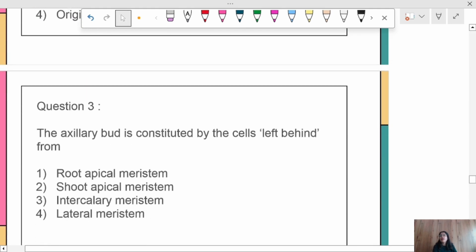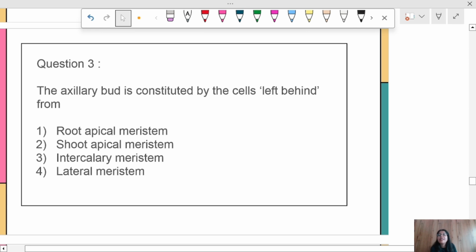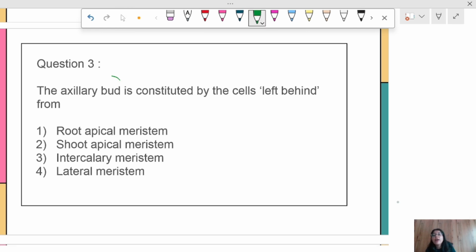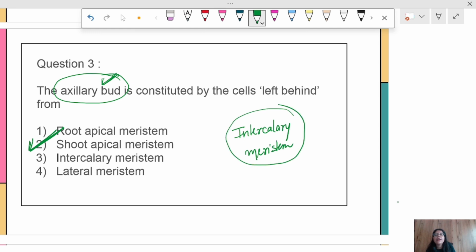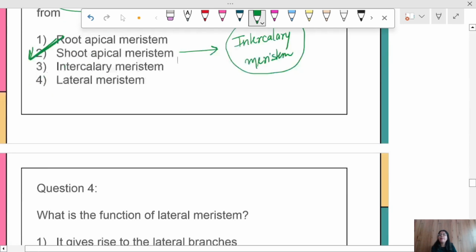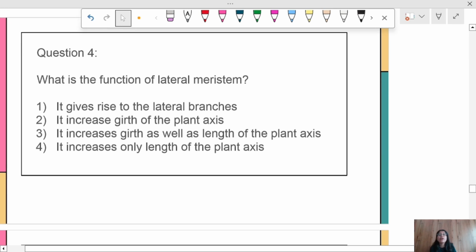So whether the cells being formed are capable of dividing or not. Then, the axillary bud is constituted by the cells left behind from which cells? Please tell me. Which cells were left behind which were becoming the part of the axillary bud when the shoot was growing? It was shoot apical meristem, right? Same I can write about intercalary meristem. Which cells are constituted by intercalary meristem? Same answer. What is the function of lateral meristem?